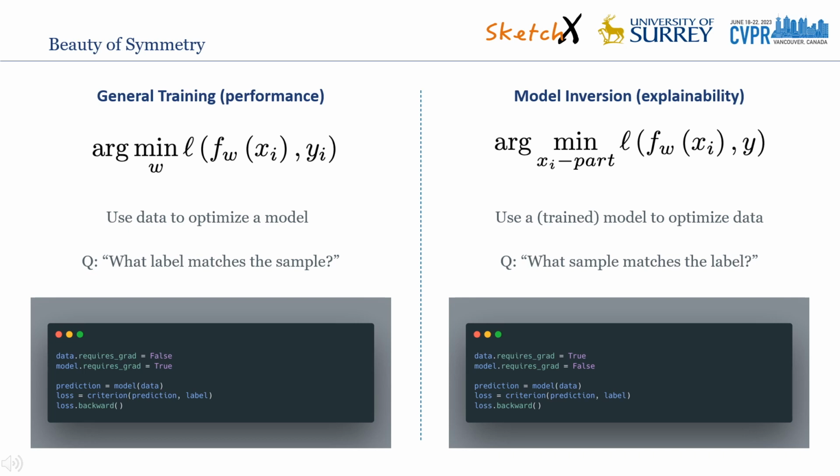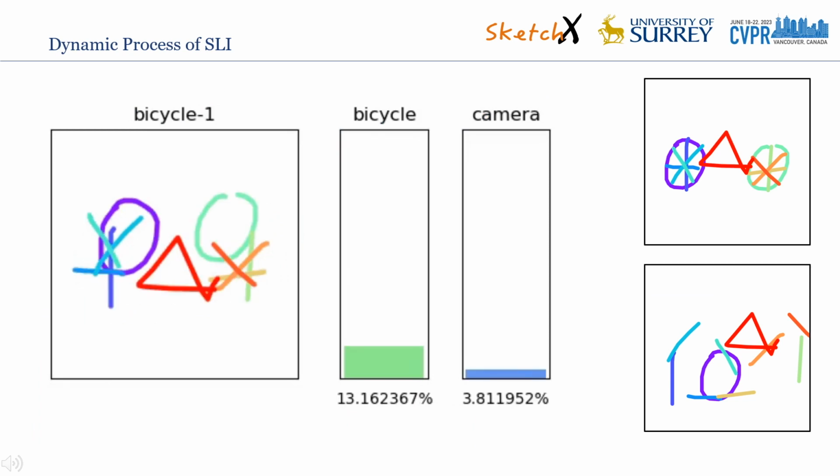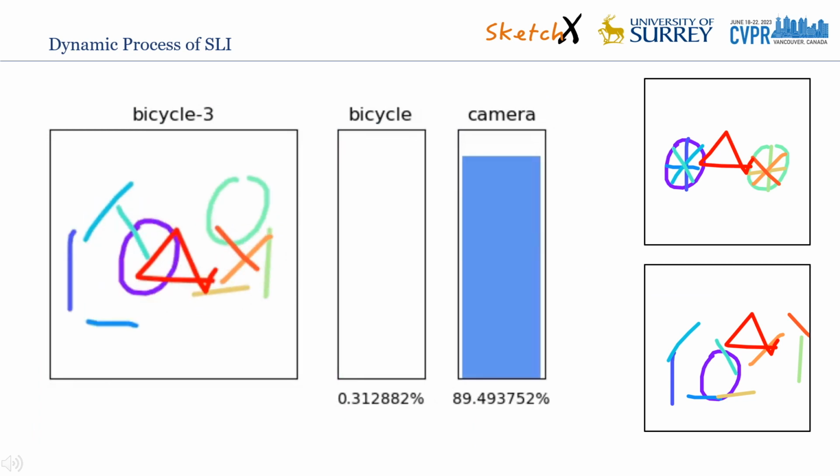The code is also very simple. Keep the original pipeline and just change two lines: set your data into a learnable parameter and freeze your model. I hope you can also notice the beauty of this symmetry. In the end, let's watch the whole dynamic process of the SLI explanation.